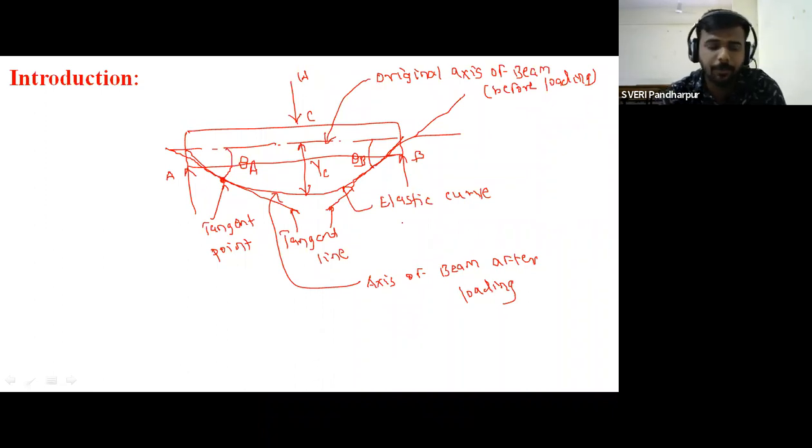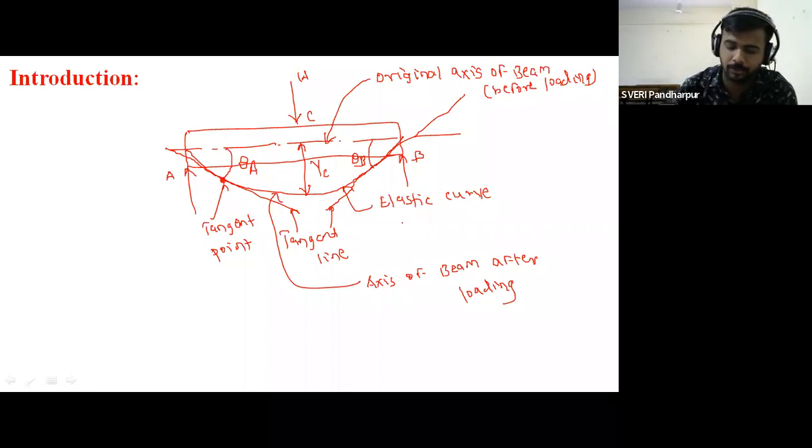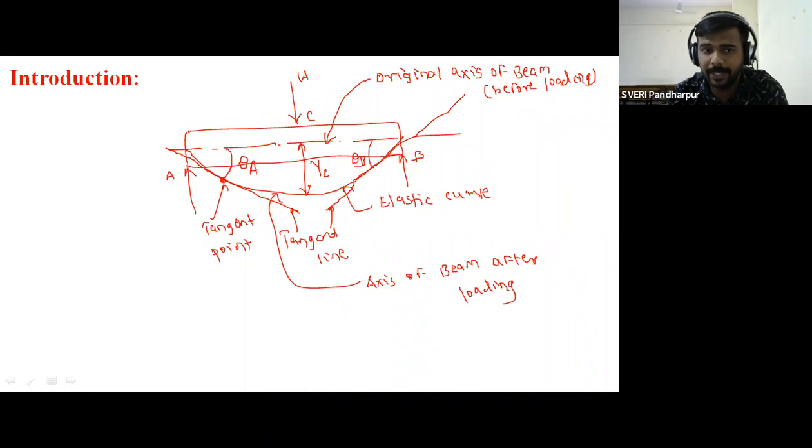Now, if you look at the figure, we have considered one simply supported beam. The beam is supported at point A and at point B, and it is subjected to loading. One point load is applied at the center of the beam, that is at point C.